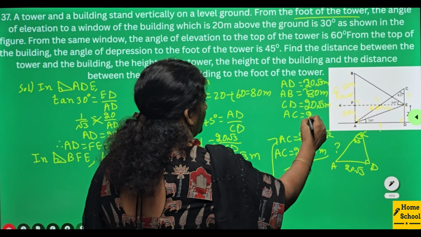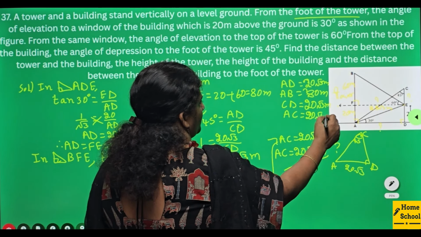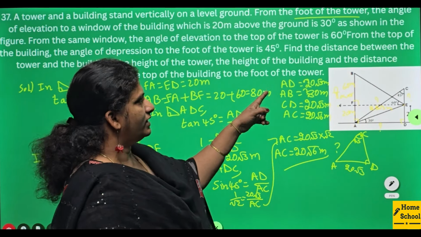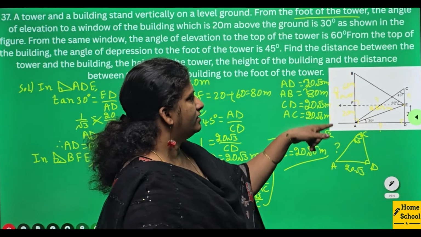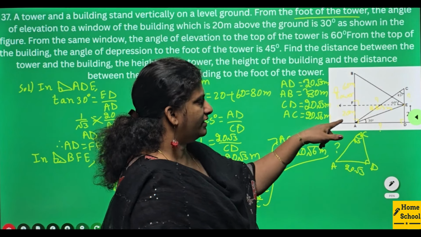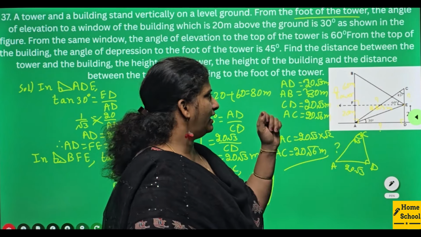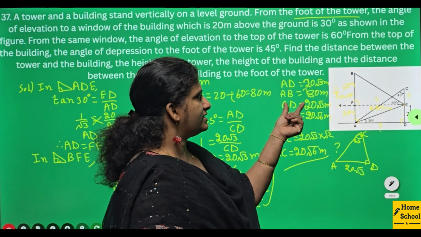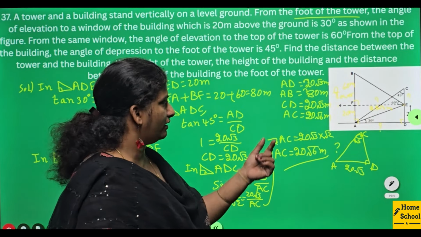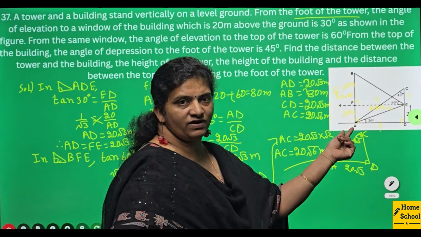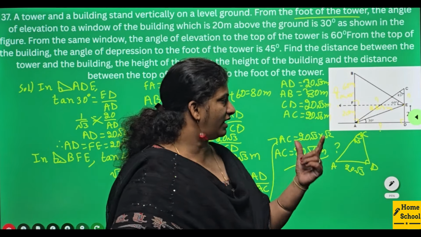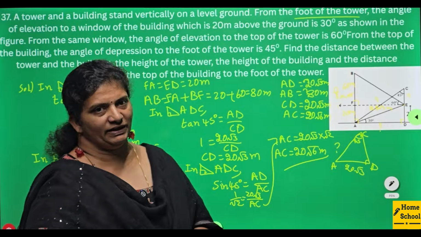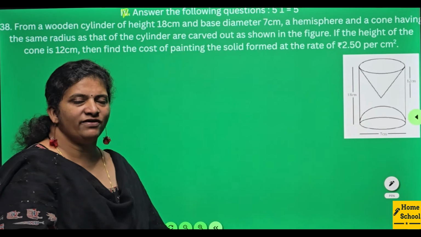Finally, we got all the answers. That is, height of the tower AB is 80 meters. Distance from the foot of the tower to the foot of the building, AD, is 20 root 3 meters. CD, the height of the building, is 20 root 3 meters. And AC, the distance from the foot of the tower to the top of the building, is 20 root 6 meters. With this we complete 5 mains.